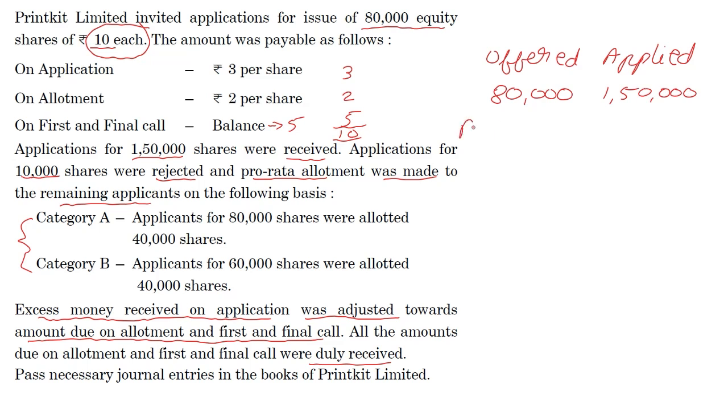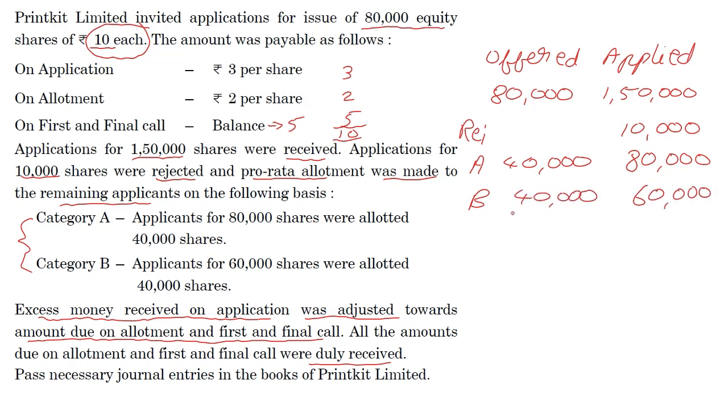Out of those applications, we rejected 10,000. Then we've got category A, where people who applied for 80 got 40. And then we have category B, where people who applied for 60 got 40. Now we just match once and see the total of A and B over here is 80,000. The total of rejected and A and B over here will give us 1,50,000. So we know it's matching. This will help us a little bit in our calculations going forward.